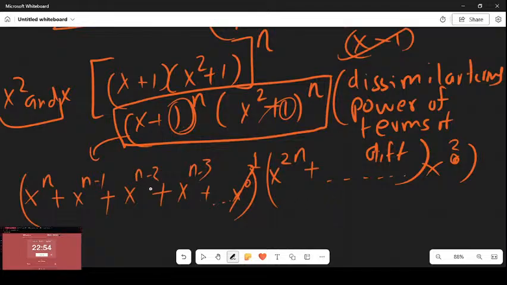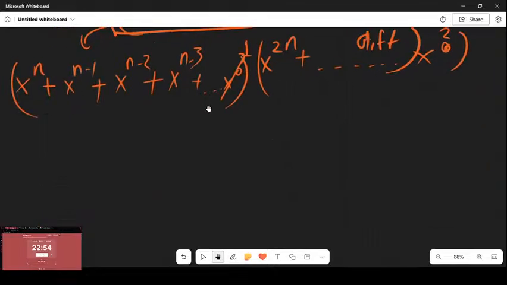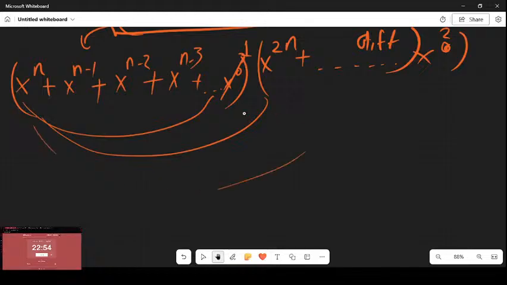So now how do I find the number of dissimilar terms out of this? I need to multiply these and it will become a little complicated. So I guess we need some idea. Let me check YouTube. Let me check the solution for this. Okay, wait.